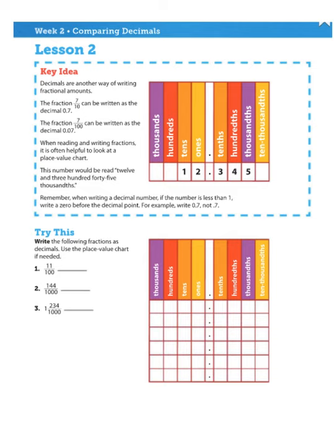In lesson 2, we're going to take a look at comparing decimals. Your key idea says that decimals are another way of writing fractional amounts. The fraction 7/10 can be written as the decimal 0.7. The fraction 7/100 can be written as the decimal 0.07. Remember, in your calculators, if you take the numerator divided by the denominator, you will get your decimal.